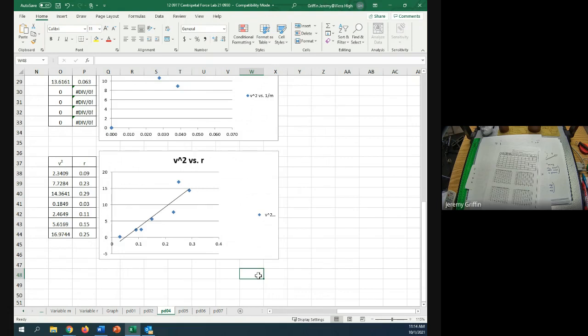And so V squared versus R, that's a direct relationship. Interesting. So if you were to double the radius, you'd have to quadruple the speed, right? Something like that. Triple the radius, be 9 times the speed. Or is that right? V squared, yeah. Squared.